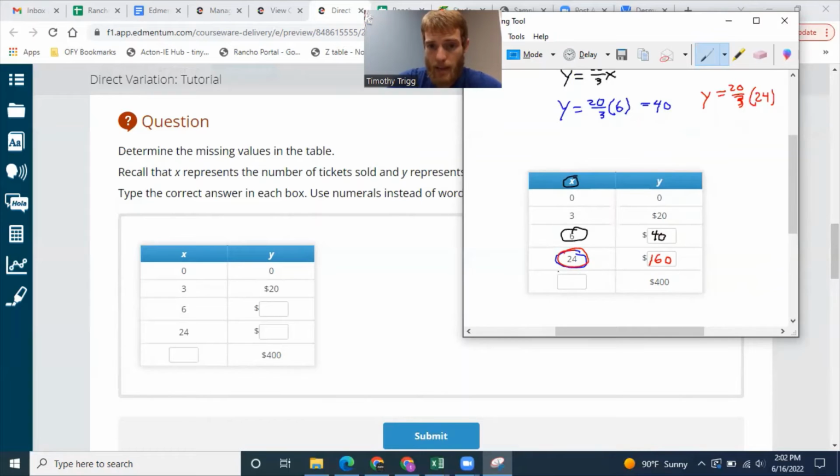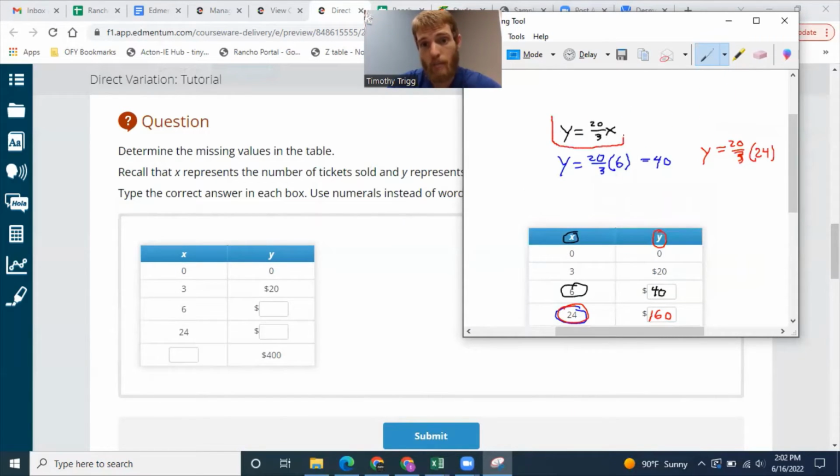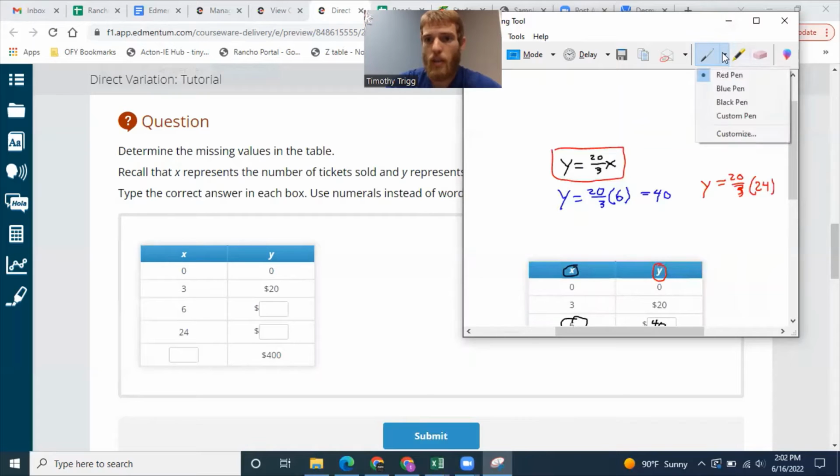Now for this last answer we need to find, here they give us the value of y as 400. And our goal is to find, well, how many tickets will that buy? In other words, what's the value of x? So we're going to go ahead and use the same equation, except this time we're going to replace the y with the y value, 400. So let's go ahead and do that. So here, that's going to be 400 equals 20/3 x.